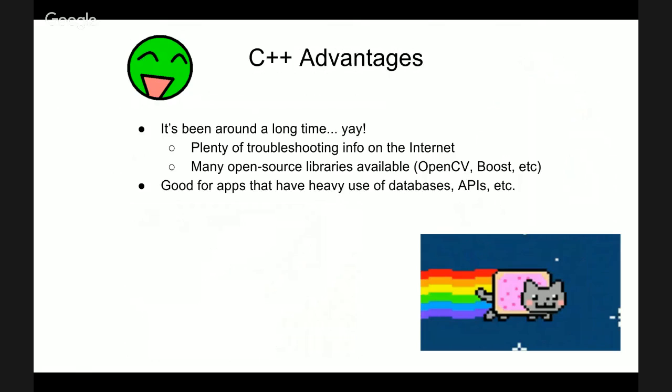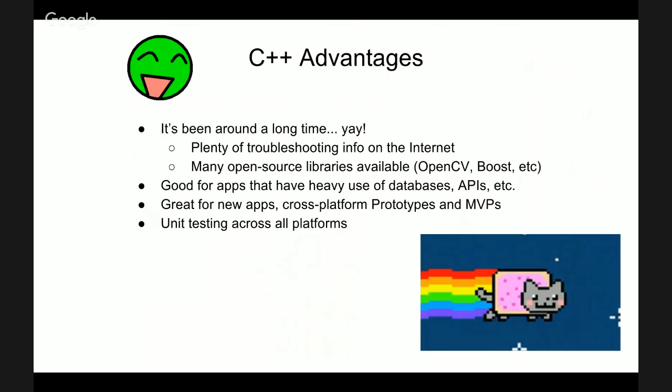It's great for apps that have a lot of use outside of the UI, like talking to a database, talking to an API, anything like that. It's good if you've got a new project, be it a prototype or an MVP, or if you're starting from scratch, it might be a good idea. One cool thing that I've been doing is unit testing. If you have your code all in C++ and you unit test the C++, and you're adding features in the C++, you've already done a bit of QA ahead of time on your Android app and your iPhone app. So that's nice.